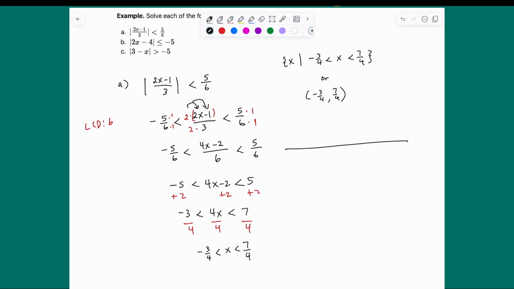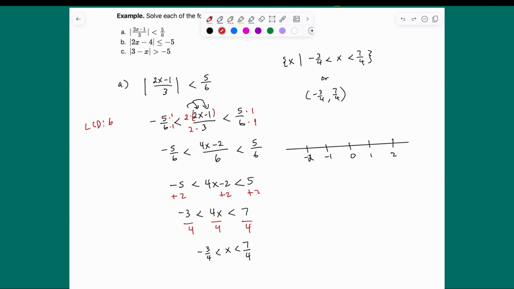And if we were to graph this, we would have, say, negative 2, negative 1, 0, 1, 2, for instance. And then we would have open circles at negative 3/4. Negative 3/4 would be closer to negative 1 than it is to 0. And then 7/4 would be 1 and 3/4. So that would be closer to 1 than it is to 0. And I made a mistake by drawing them with solid circles. They should be open circles because we have an open interval.